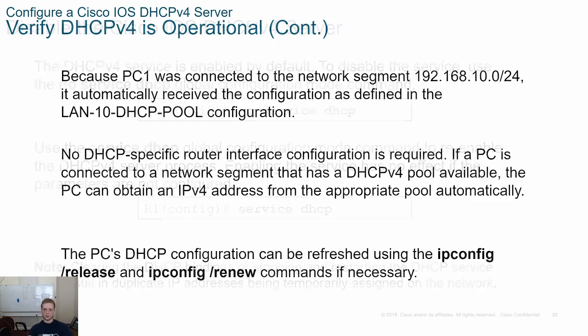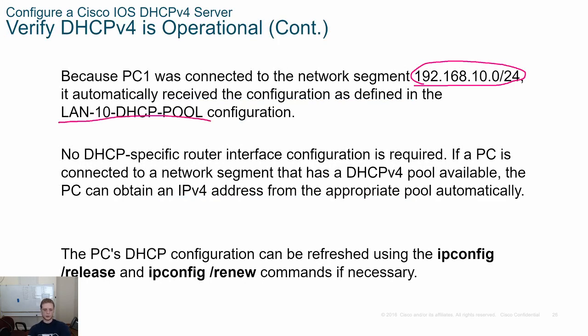Right, so because of the network that it was on, it knew which pool to pull from based on, again, that interface IP address on the router. No DHCP specific router interface configuration is required. We don't have to put anything on the interface. We don't have to say what interfaces are used in DHCP. It'll automatically do it based on the range we set in our IP DHCP pool, right?